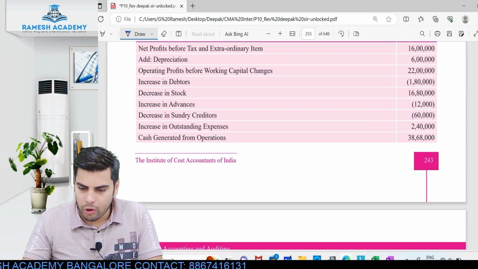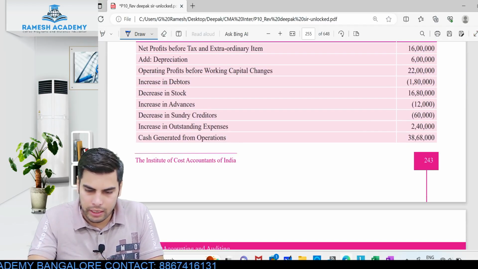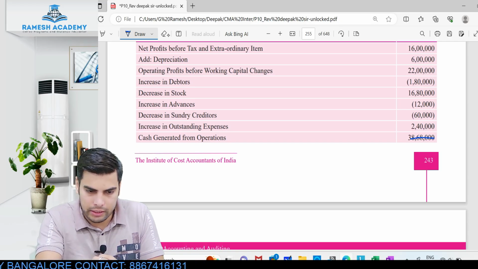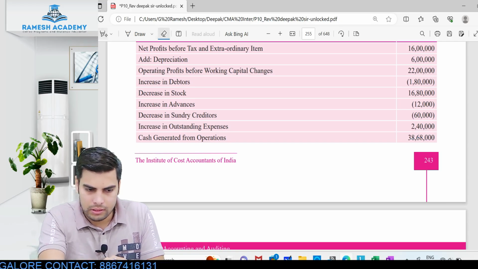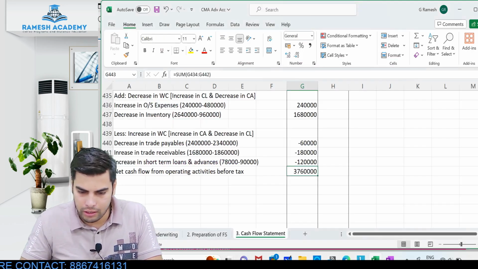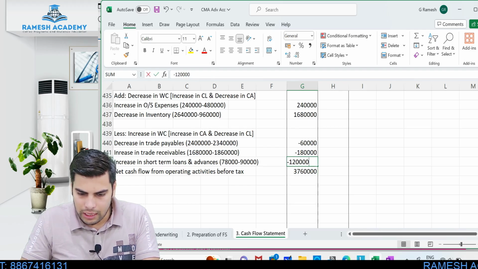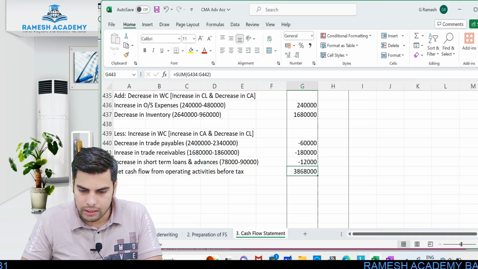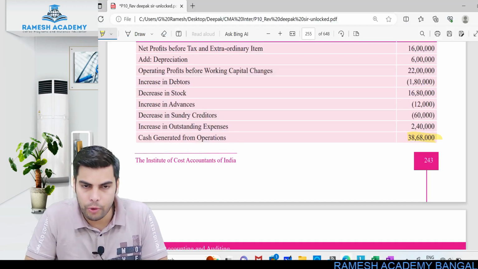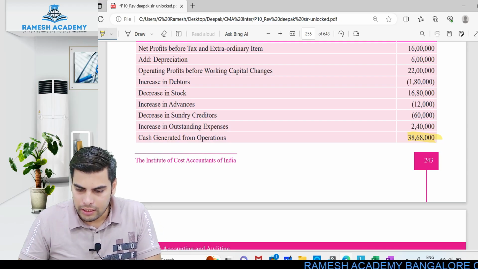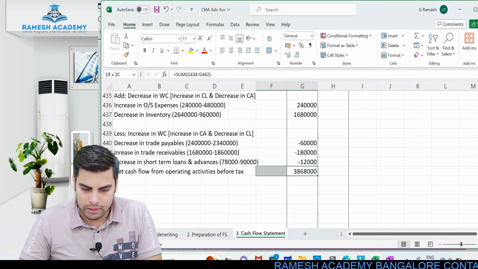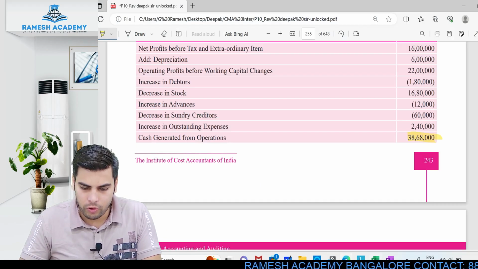Cash generated from operating activity, how much did they get? 38,68,000, is it? Just a moment. 38,68,000. How much did we get? 78 minus 90, this is 12,000. Yes, 38,68,000 rupees, same amount. Do you find this? We also got the same. This is the cash flow from operating activities before taxes.